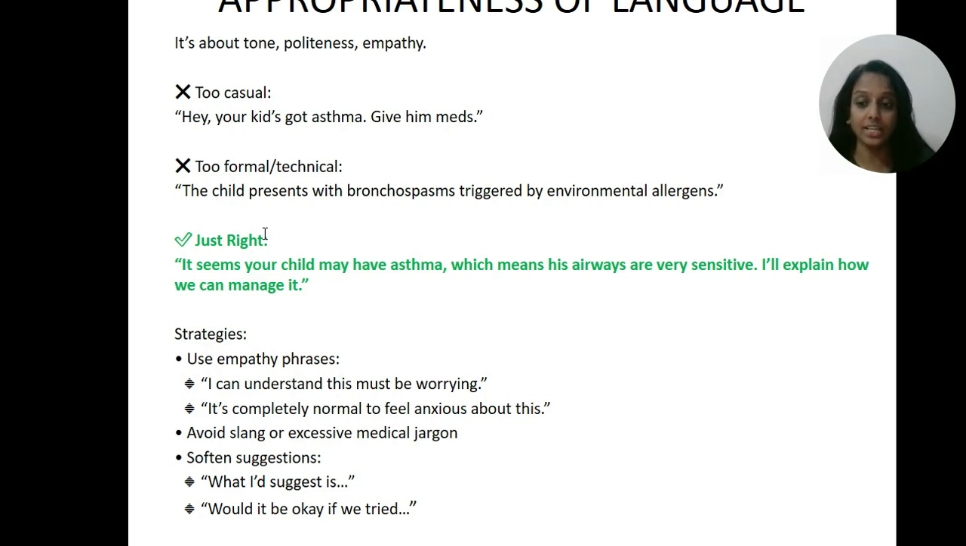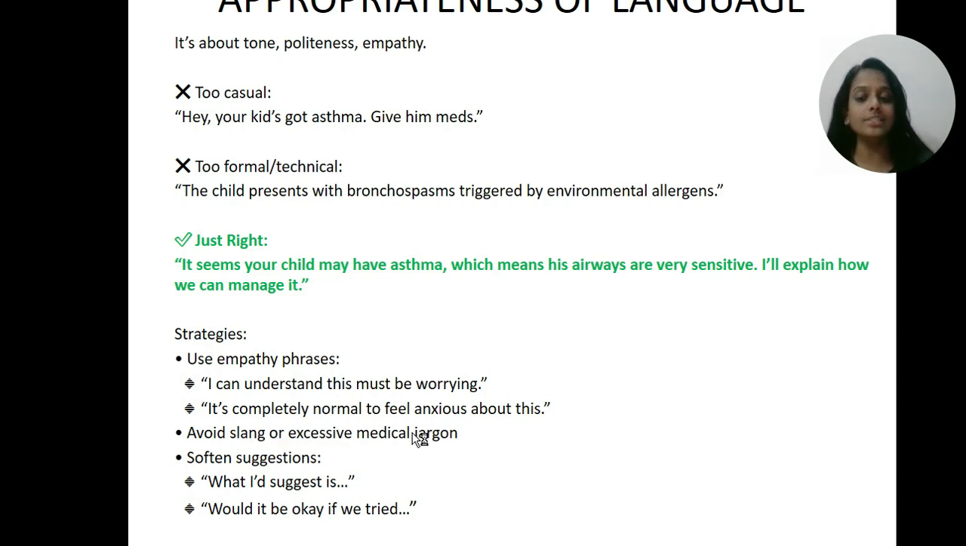And here are some strategies. Try to use empathy phrases. That's pretty important when it comes to a healthcare setup. "I can understand this must be worrying," or you can say, "It's completely normal to feel anxious about this." So, this means you're showing your empathy, you're acknowledging their fear or concerns.